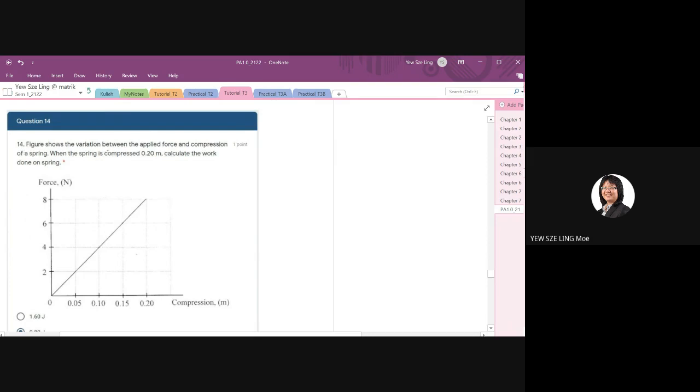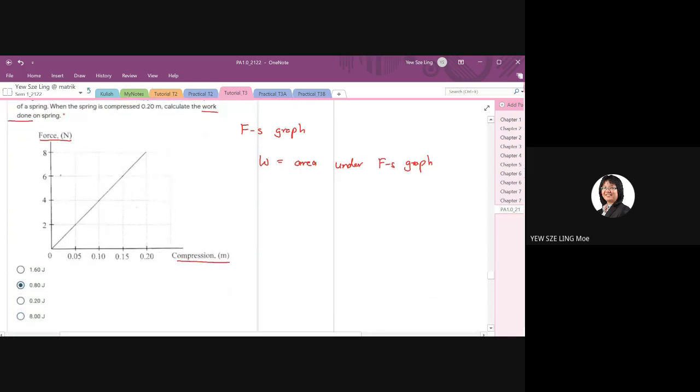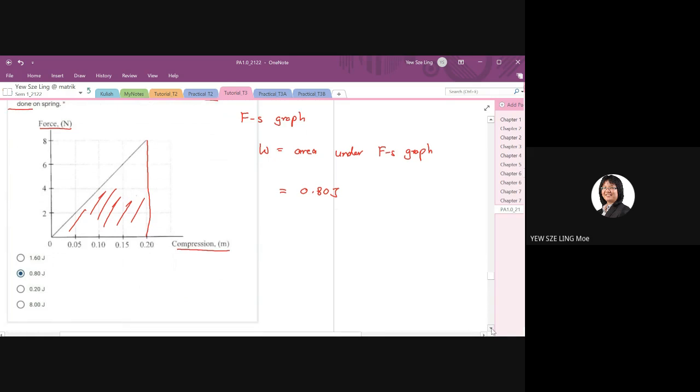Question 14: the figure shows the variation between the applied force and the compression of a spring. So now you have an F against S graph. When you have an Fs graph and you want to find the work done on the spring, W equals the area under the Fs graph. Calculate the area until 0.2 meter, from here to here. Then eventually you will obtain the work done, which is 0.80 joule. So that is the work done.